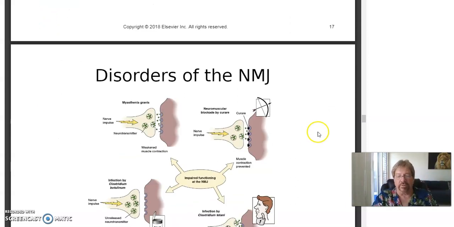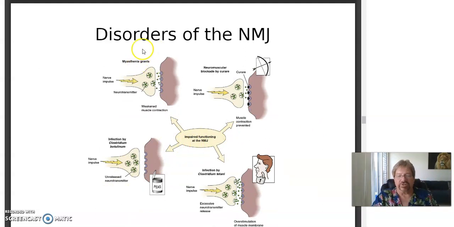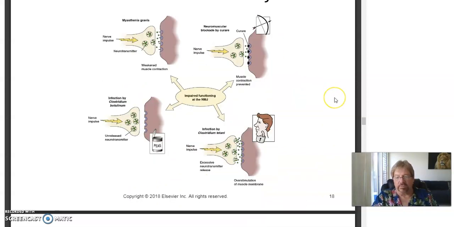Okay, moving along. We've got to move quick here. This just shows those three things we talked about. The bottom line is, guys, that these neuromuscular junctions are really important.